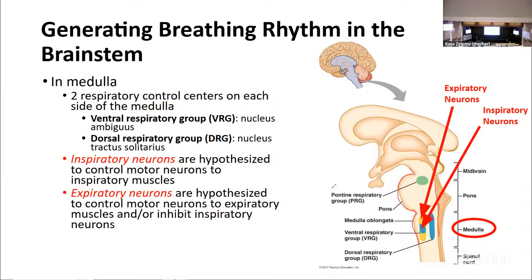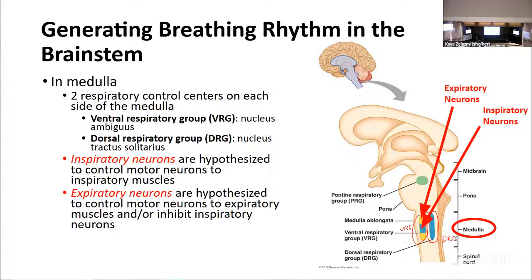So we're going to be looking at a ventral group and a dorsal group of neurons. So ventral just means belly side. Dorsal, we're thinking dorsal fin on a shark, right? So on the back. So we got our VRG on the front, so VRG here. And our DRG, that dorsal group, on the back, so posteriorly. Okay.